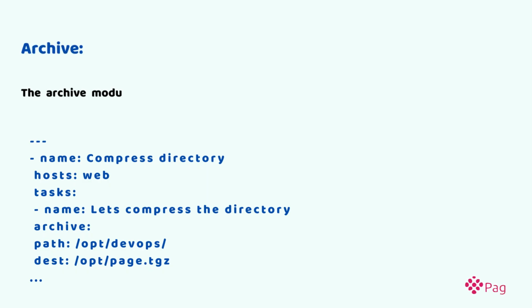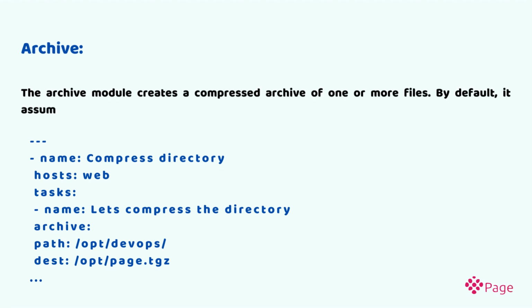Archive. The archive module creates a compressed archive of one or more files. By default, it assumes the compression source exists on the target.